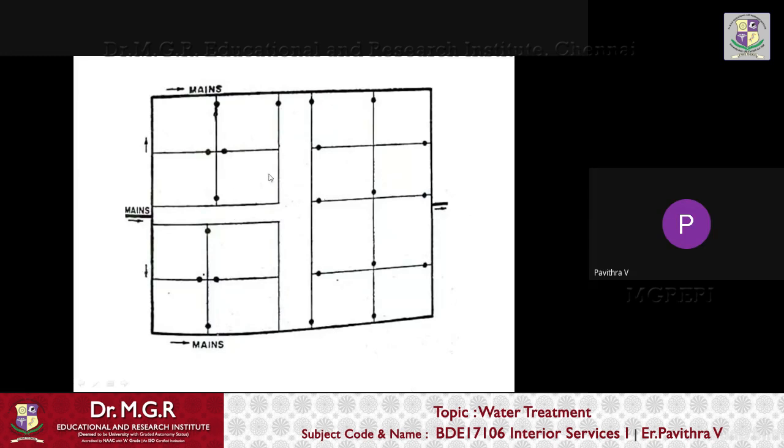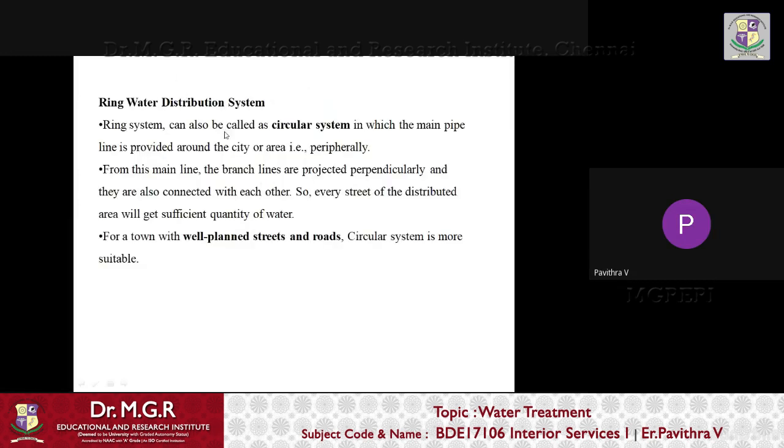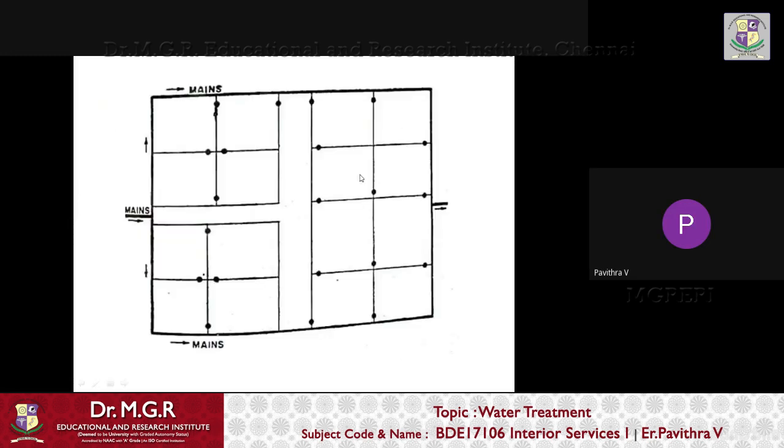So it is in the form of a grid, and the supply is going to be in a circular way, and the main will distribute the water to the branch lines. So the ring system, which is also called a circular system. For a well-planned town area, we will be using this system. I hope, being in the form of a grid only, it is really easy for you guys to draw. And I will also share this PPT in the Google Classroom. So I will move on to the next slide.